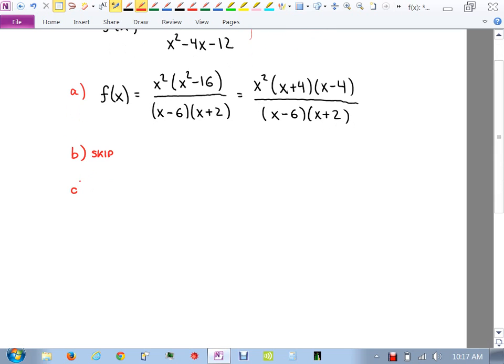So part C is to find the x-intercept. So set the numerator equal to 0. So I set x squared, x plus 4, x minus 4 equal to 0. And you should get some answers here. I'm just going to put them on the side. What are they? 0, negative 4, and positive 4.